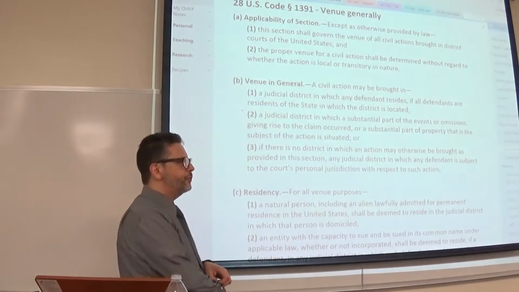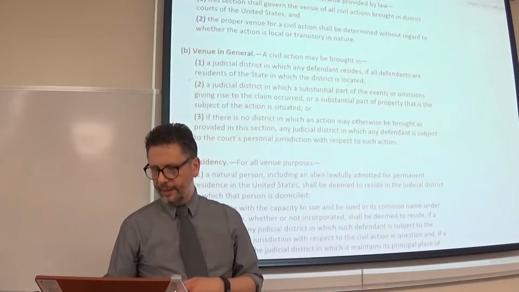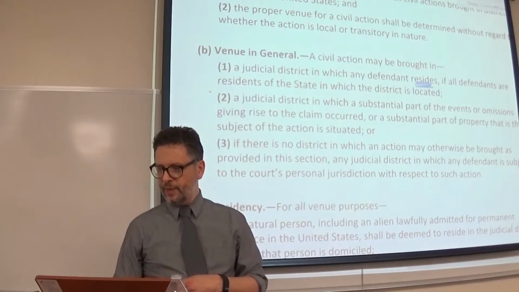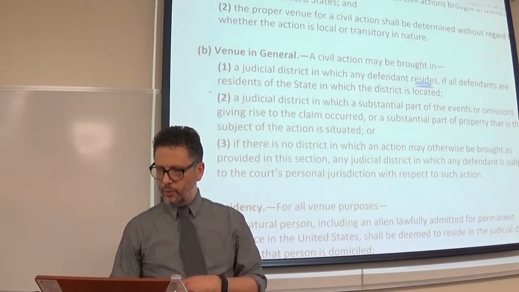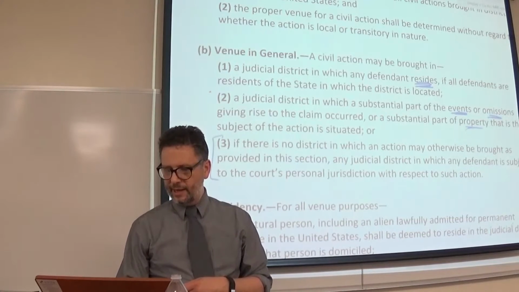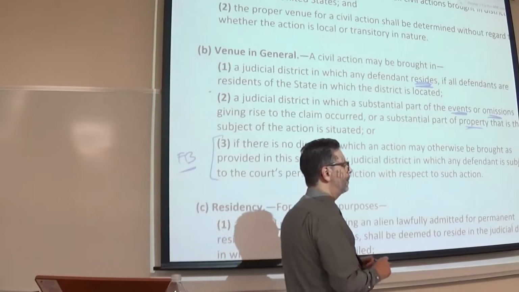There are three ways of measuring venue under 1391(b). First one looks to place of residence. Second, it looks to where stuff happened, events, omissions, or property. And then this third one is a fallback. All right? Let's start with number one.